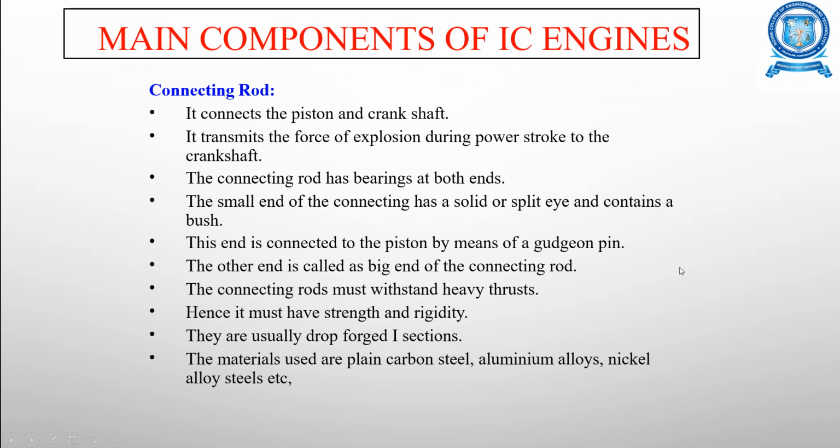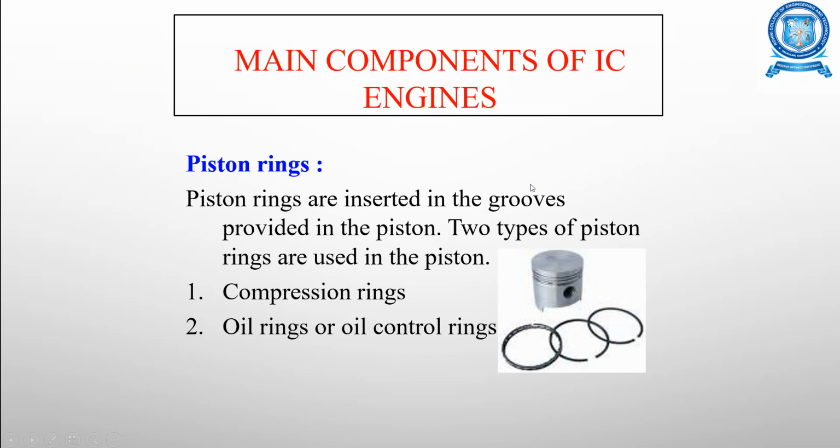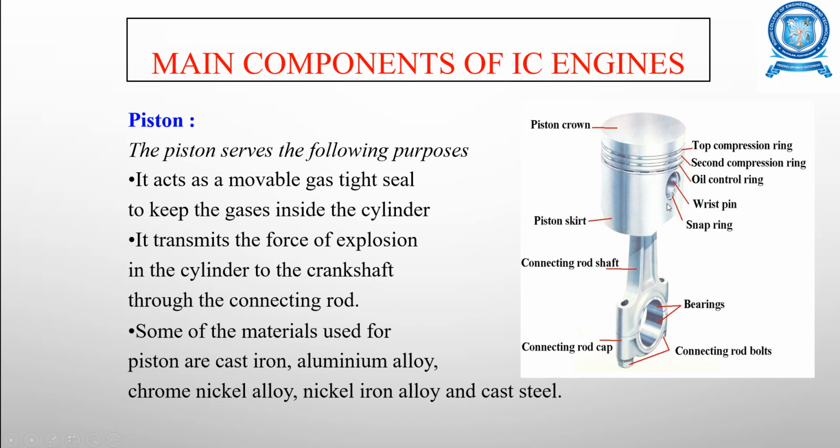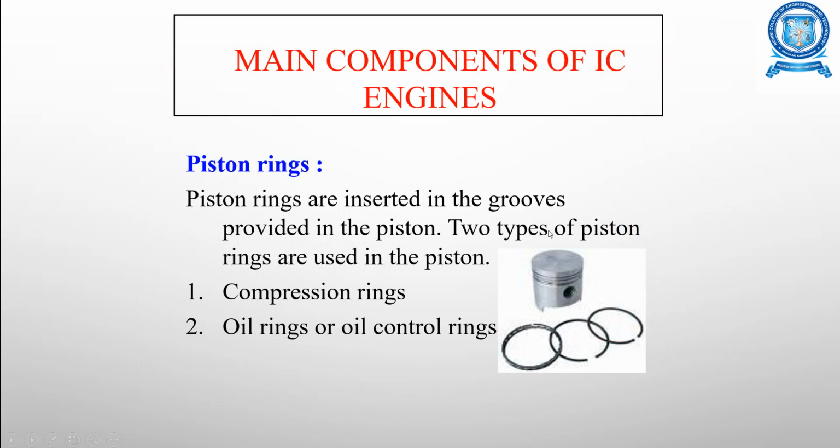So the next is the connecting rod. Normally the connecting rod connects the piston and the crankshaft. This connecting rod transmits the force of explosion during the power stroke to the crankshaft. So the connecting rod has bearings at both ends. We saw that in the previous figure.